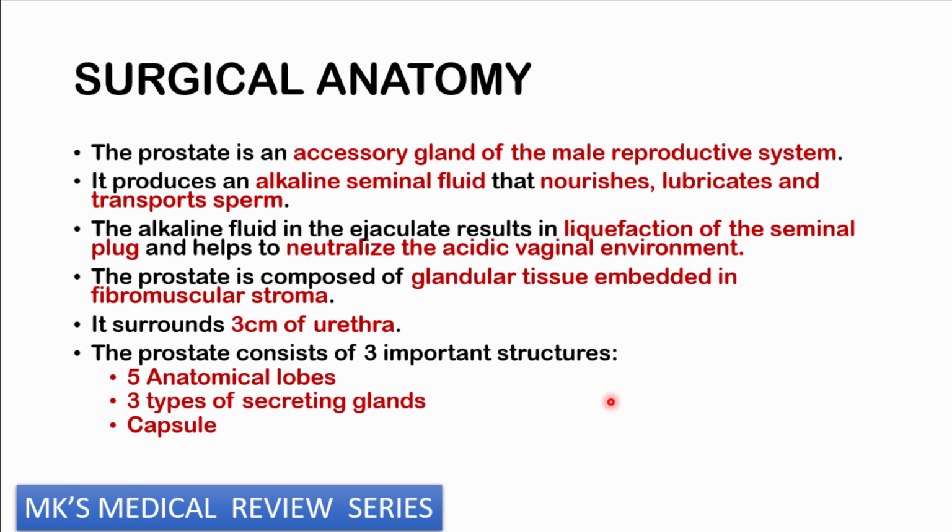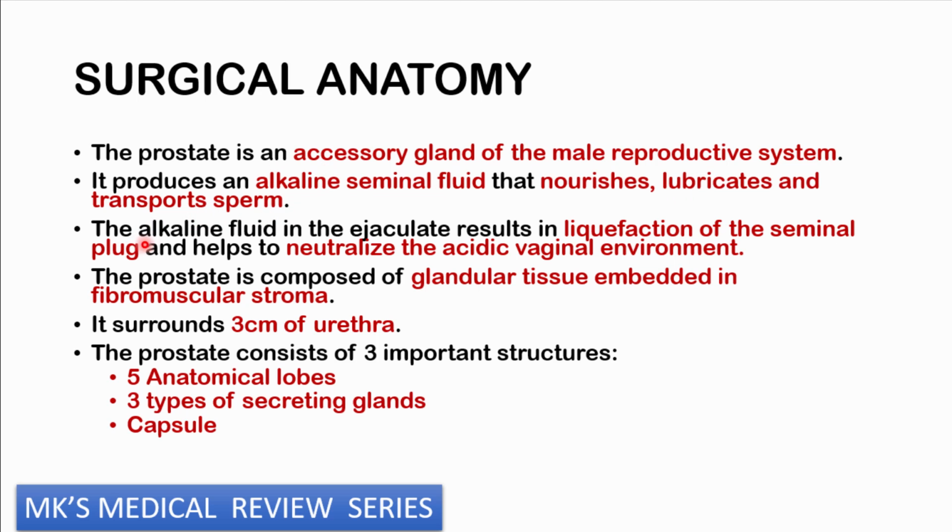Before we move on to talk about benign prostatic enlargement, it is fundamental that you have some basic knowledge of the surgical anatomy of the gland. Remember that the prostate gland is an accessory gland of the male reproductive system. So it's only found in males, it's not found in females. The function of the prostate is to produce seminal fluid, which is alkaline in nature. That's obviously going to be nourishing, lubricating, and aiding in the transport of sperms.